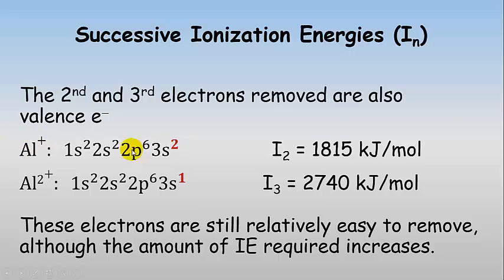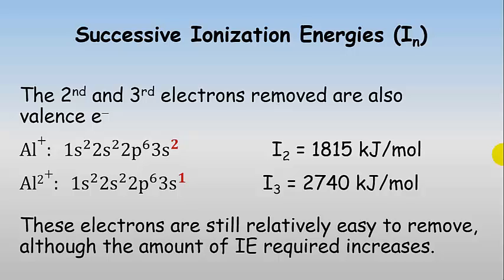So if we have aluminum cation, the electron configuration for aluminum +1 is this, and so we're going to be taking away one of these electrons, and it's going to cost us 1,815 kilojoules per mole of electrons removed from a mole of aluminum plus, and that's going to form aluminum 2+. And then if we take aluminum 2+ and do the same thing, now we're going to be taking away this electron, the one in the 3s. So if we remove that guy, pay our 2,740 kilojoules per mole, then we're going to end up with aluminum 3+. But again, those guys were pretty easy to remove.